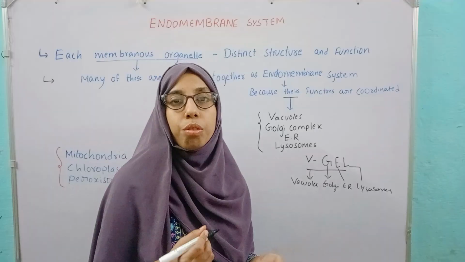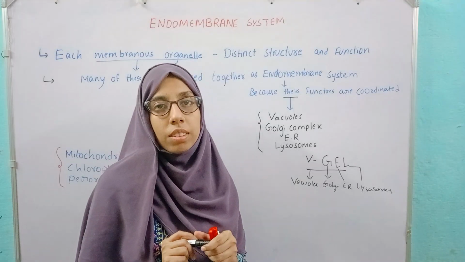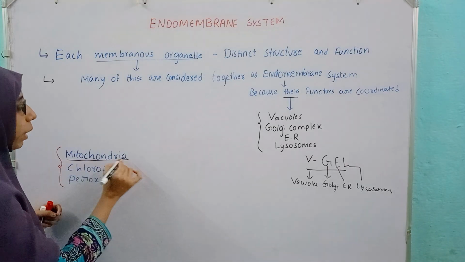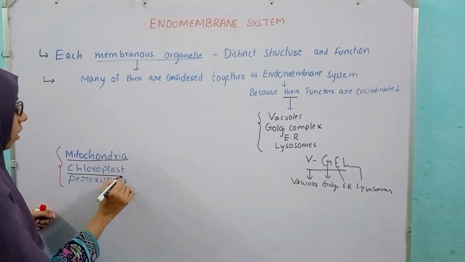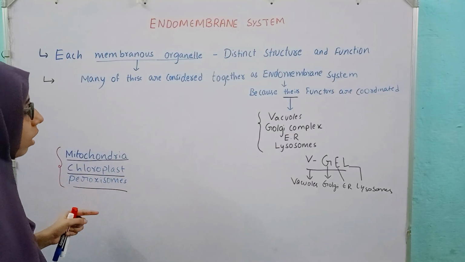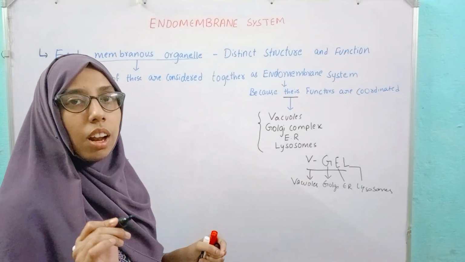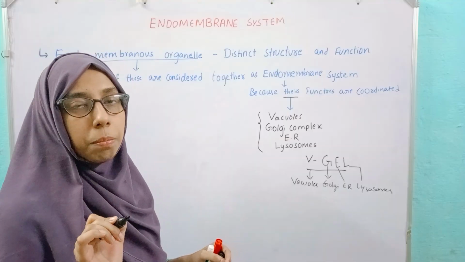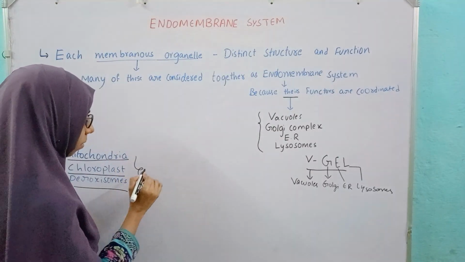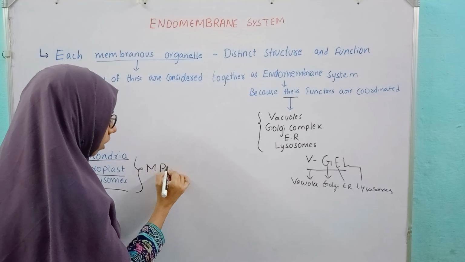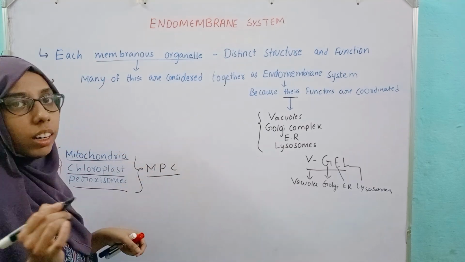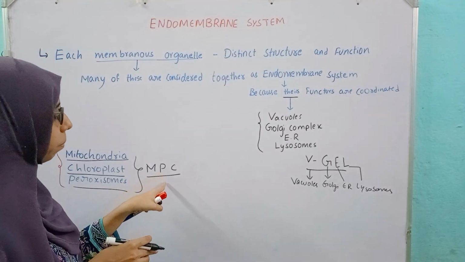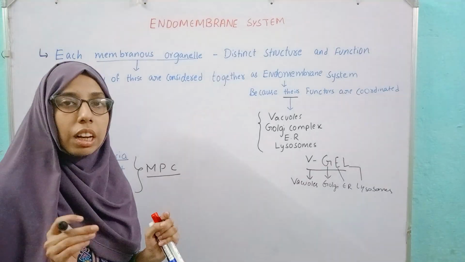Then which organelles do not form part of the endomembrane system? This is also important to remember. They are mitochondria, chloroplast and peroxisome. These organelles do not form part of the endomembrane system. You can remember these three as MPC. You may have heard about the stream MPC, right? So it is easy to remember: M for mitochondria, P for peroxisomes and C for chloroplast.